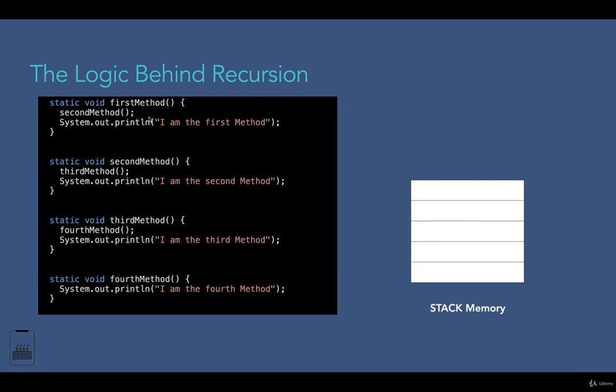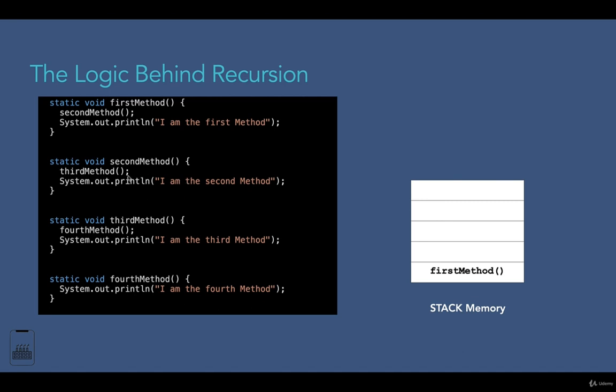So to remember the name of the method, the system pushes this first method name to the stack memory. In this way, the system remembers that it needs to come back to this first method. So the first method is pushed to the stack memory. Then it continues to the second method. When we reach the second method, we see that the second method calls the third method. So it will go to the third method. But after finishing the third method, it needs to come to the second method, because here we have a line of code which prints out this I'm the second method sentence.